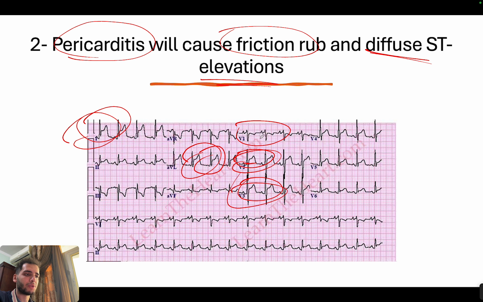If you see it diffusely like that, so for example it's in lead 1, lead aVL and lead V1, it cannot be a single artery, because if it were an artery it would be in the anatomical leads of that artery. So if you see it diffusely like that, it's usually pericarditis.